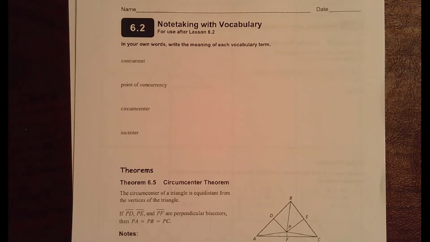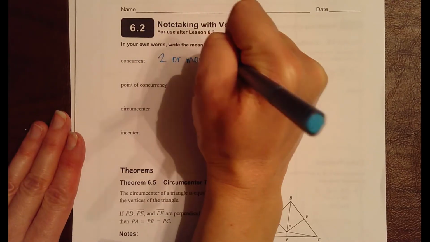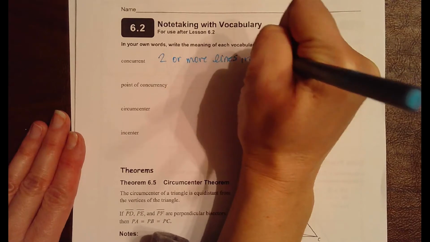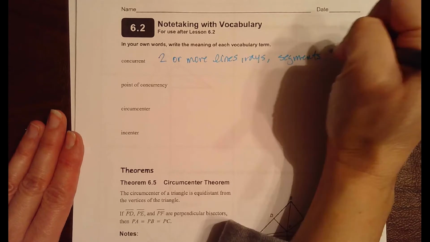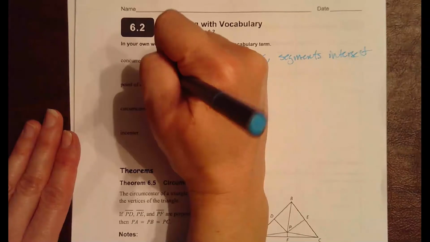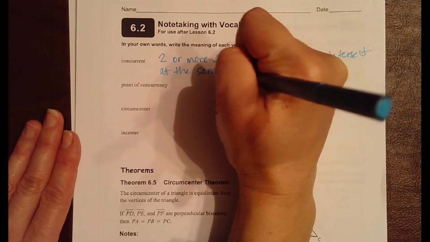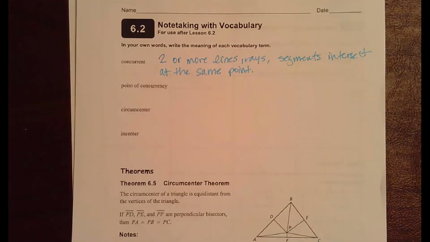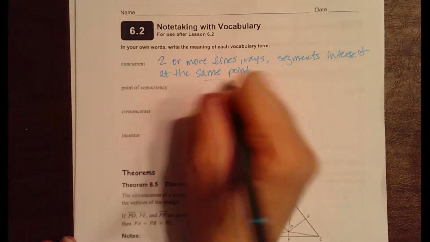The first one is called concurrent. And basically what it means is, and we'll write it down, two or more lines, rays, or segments that intersect at the same point. All right, this point that we're referring to here is called our point of concurrency.